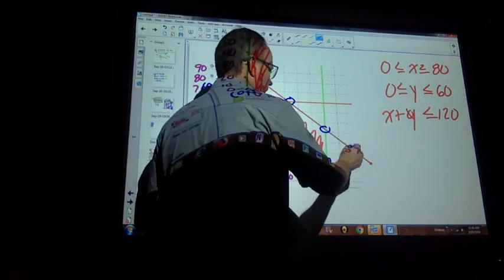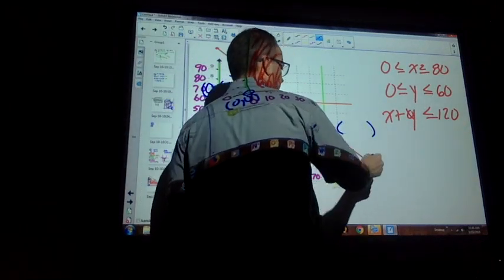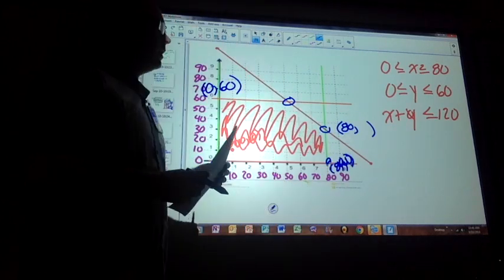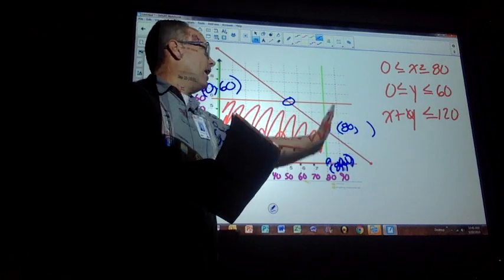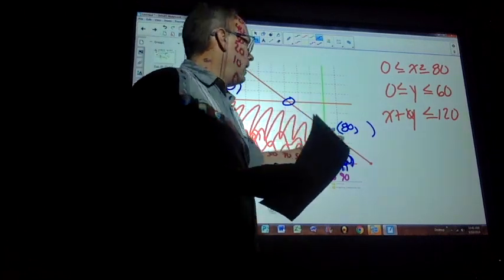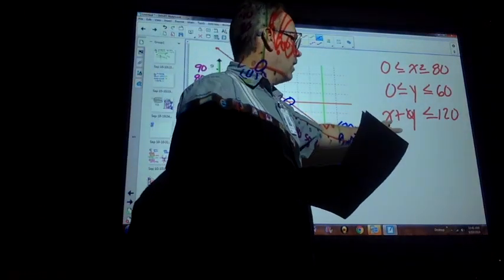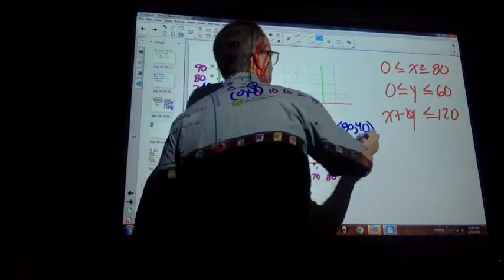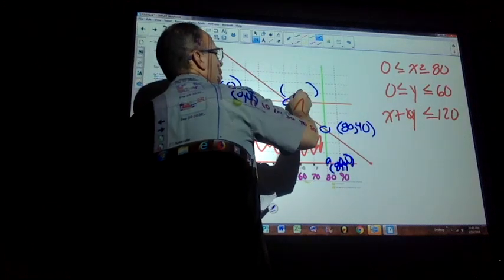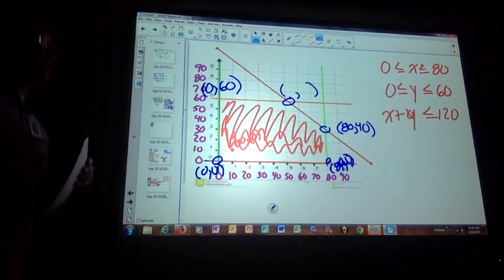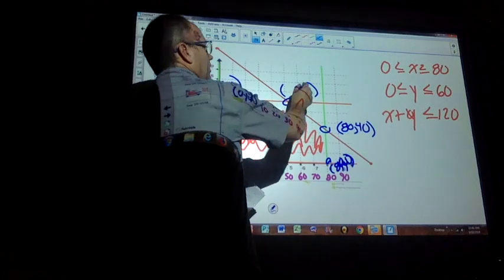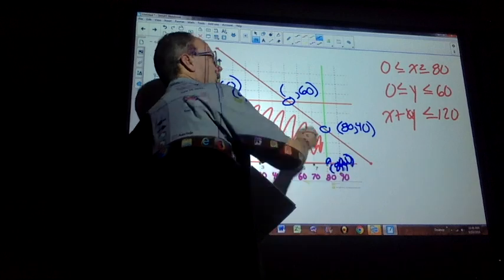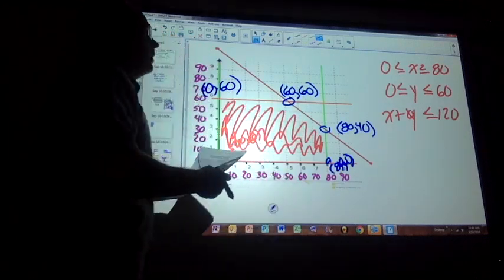So to find this point, I know that my x value is 80. Agreed? How did I know that? Well, that line was x equals 80. So if I take 80 and I plug it in here, what do I get from my y component? 40. Good. Then on this one, which value do I know, x or y? Y, and y is what? 60. So if I take that 60, plug it in here, x plus 60 equals 120, so that's 60 comma 60.